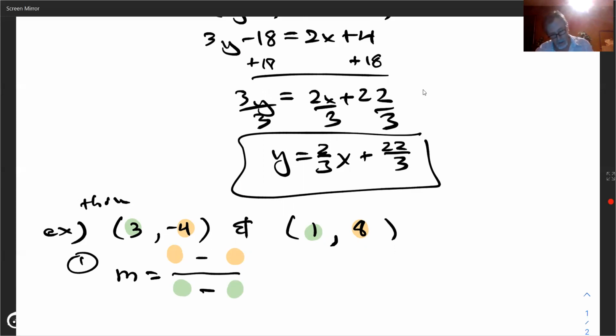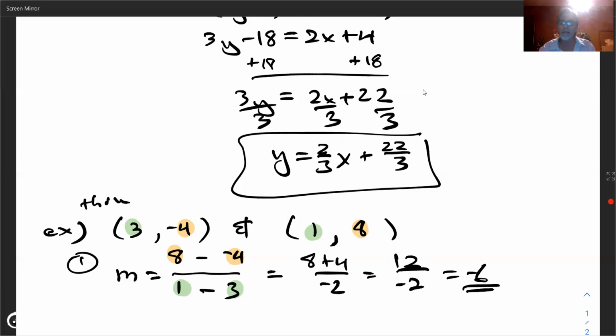A lot of students go, I'm supposed to go the second guy. All right, we will. 8 minus -4, and go the same order, 1 minus 3. So we're getting 8 plus 4 divided by -2. Oh, look at this, this is a nice problem. The slope isn't terrible. 12 over, it's an integer, -2, so we get a -6.